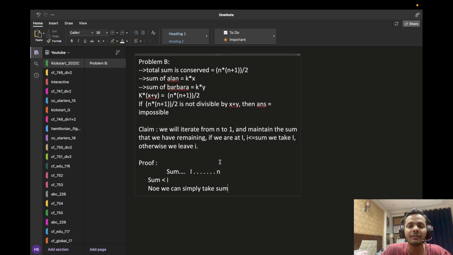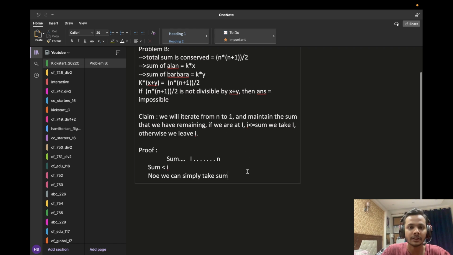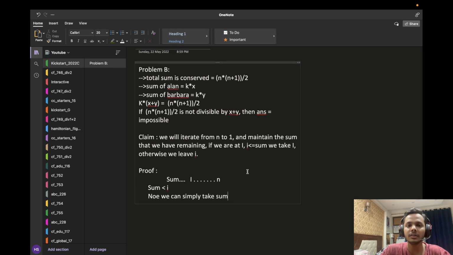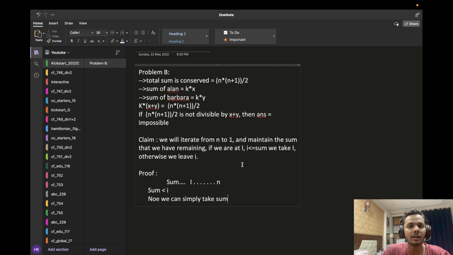So this is why this algorithm works. We will keep taking values until I becomes greater than sum, and when that happens, the next number which we will take will be equal to sum itself, and that will make our sum equal to 0. And this is it. So this is why this solution works. Pretty simple to think about. Let's just have a look at the code.